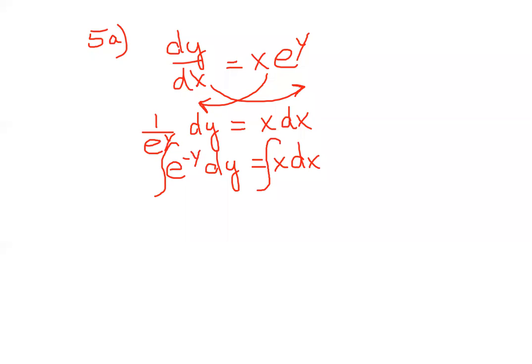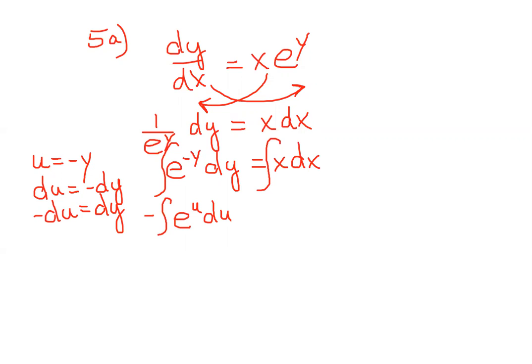Now, this is like e to the u, where u equals negative y, du equals negative dy, so negative du equals dy. So we would have to write this as negative e to the u du, and the integral of e to the u is e to the u. So that's going to be, and u equals negative y, negative e to the negative y. That's this side of the equation. This side over here is going to be x squared over 2 plus c. So I'm going to bring that down to here.